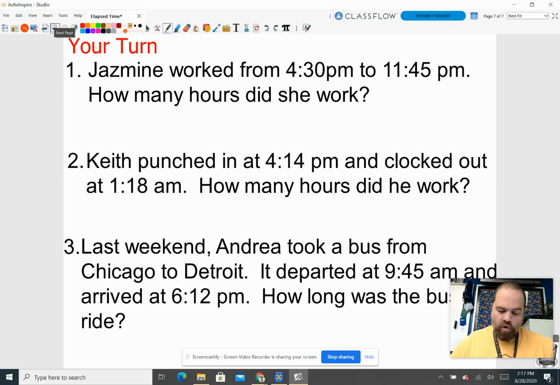All right, for your assignment tonight, I'd like you to try these 3 problems. Set them up, work them out, take a picture, submit it in Google Classroom.